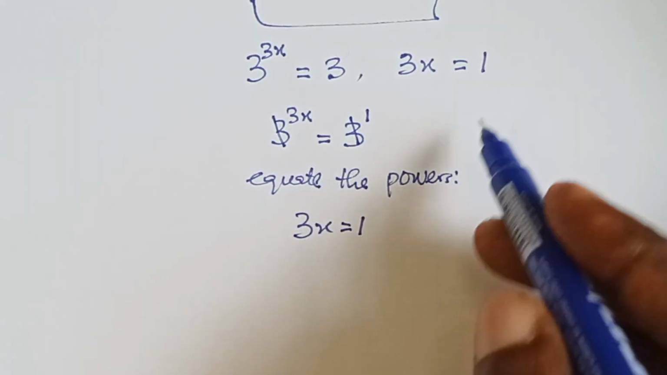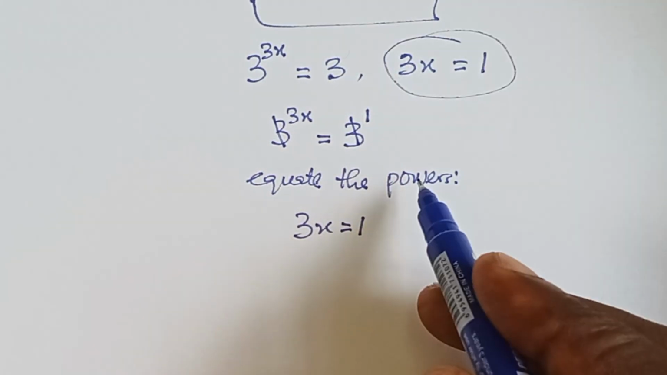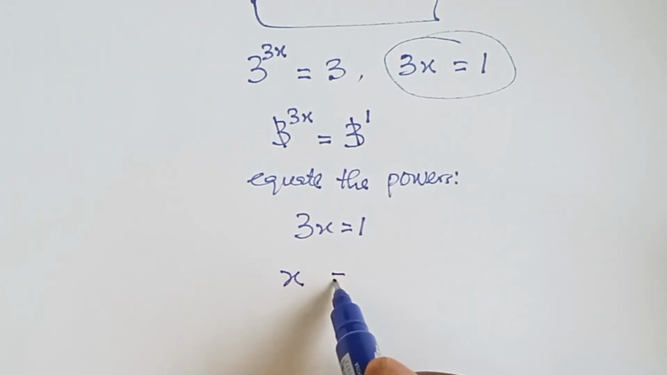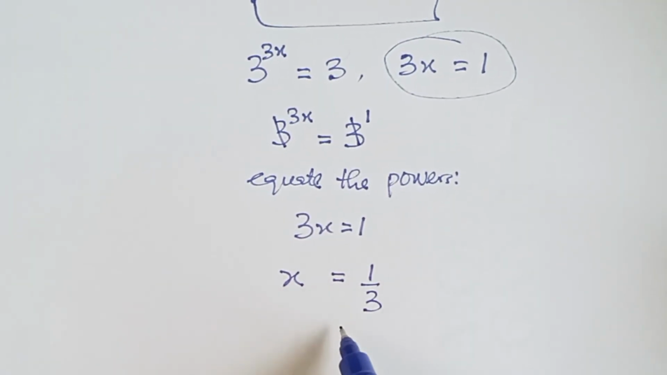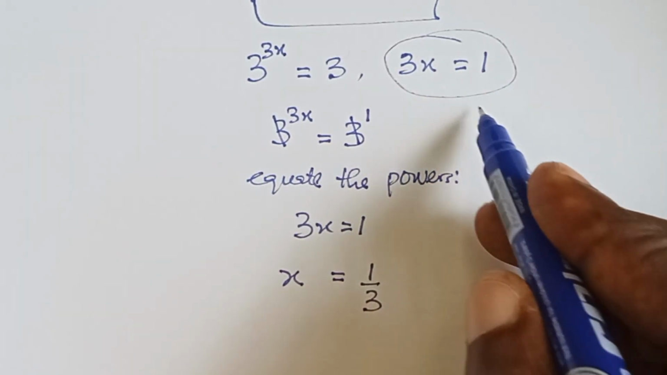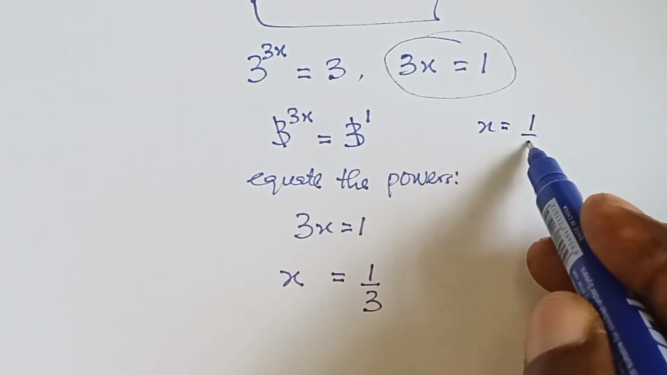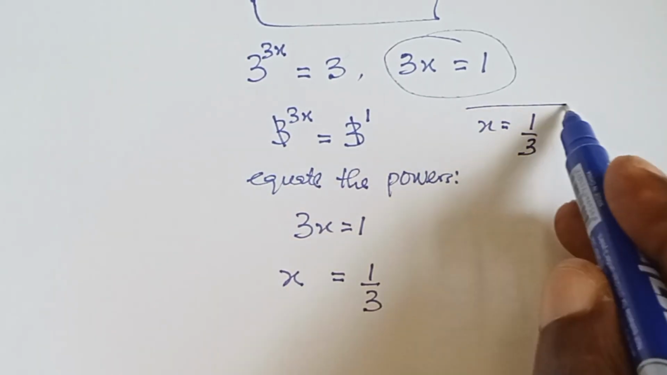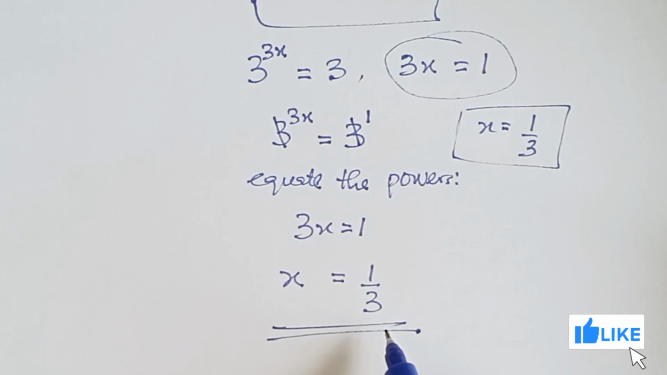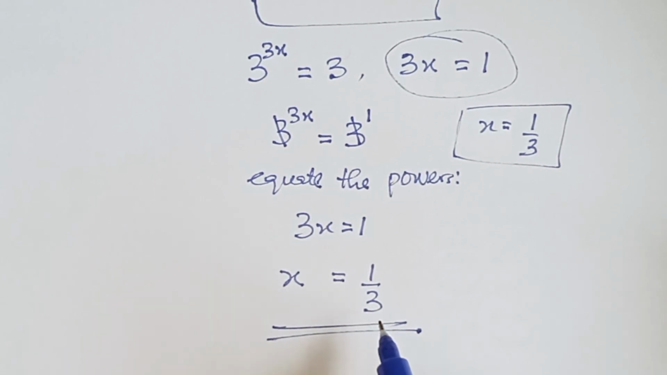Okay, 3x equals to 1 is also what we have in this place. Then we can go ahead to find x. x now equals to 1 over 3. If you solve these two, 3x equals to 1, you discover that our x also will be 1 over 3. So x is 1 over 3 here, and it is also 1 over 3 here. So it means the value of x is 1 over 3.